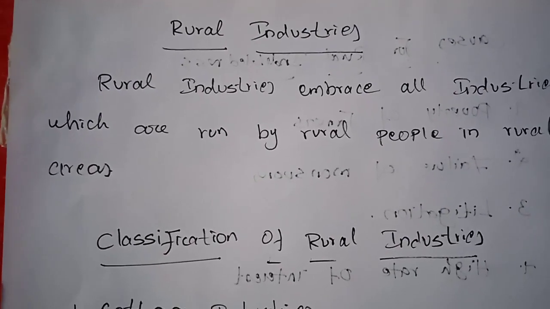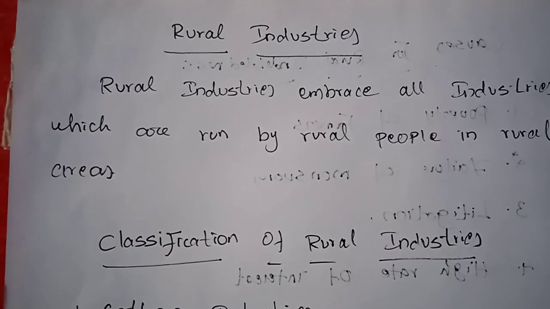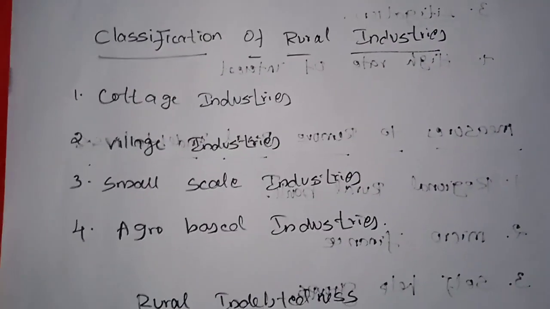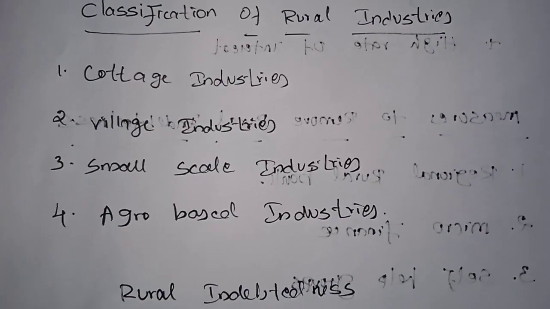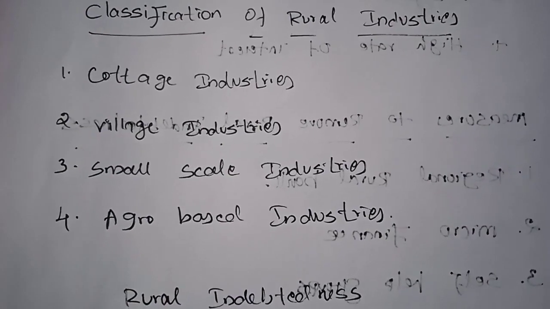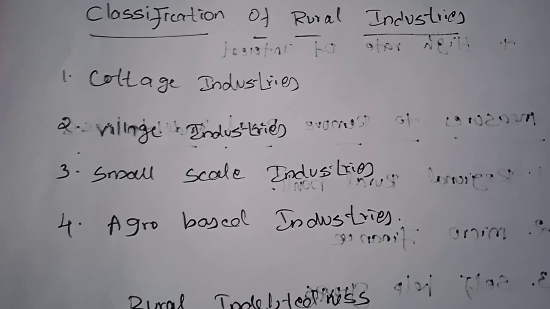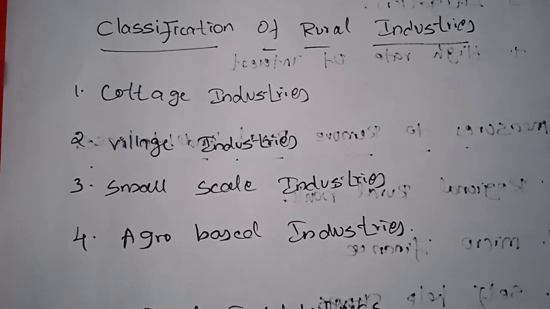The rural industries can be broadly classified into four types. First one is the cottage industries, then the village industries and the small scale industries. Next one is agro-based industries. Already we have studied about the cottage industries.